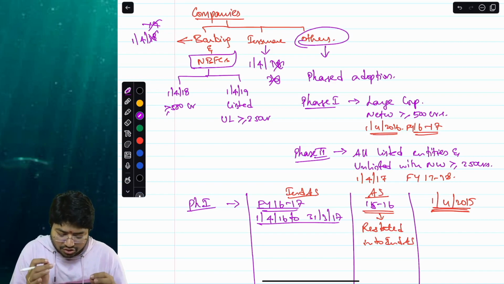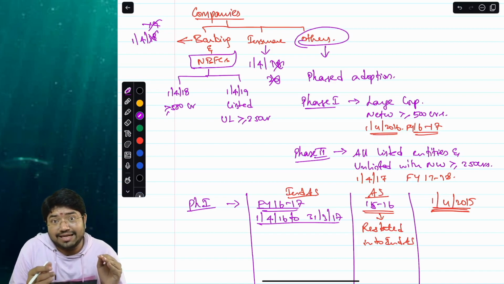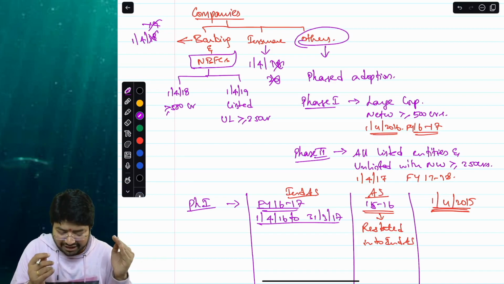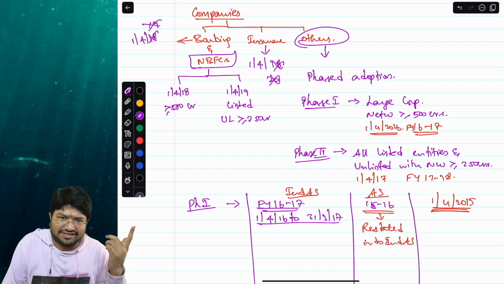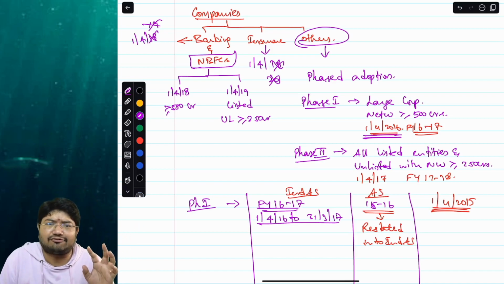Okay. So what has happened is, in an unlisted entity, if the net worth happens to be above 500 crores, and if it happens to be other than an NBFC, the implementation date happens to be 1/4/2016.